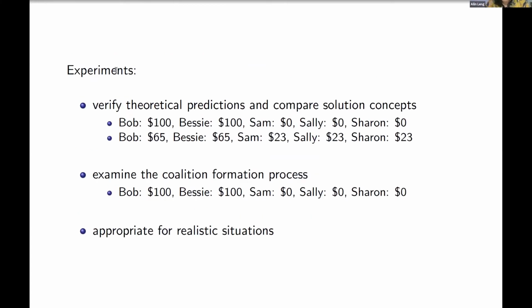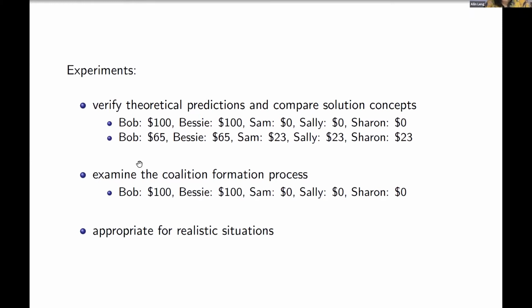The experiments on cooperative games are important for 3 main reasons. First, we need to verify theoretical predictions. We have seen this being done many times in non-cooperative games, but cooperative games are particularly important because they have different solution concepts giving contrasting predictions. For example, this is a core prediction and this is a Shapley value prediction. Which one is correct? We cannot tell by pure theoretical speculation.